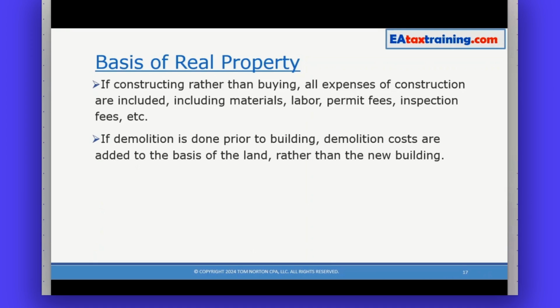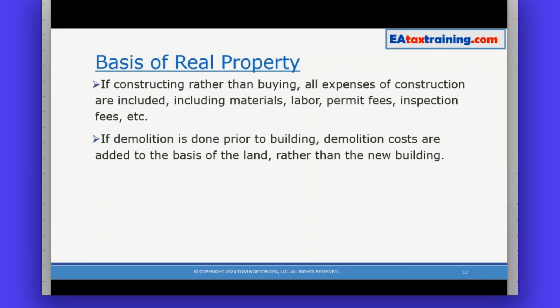If you are constructing rather than buying a building, then all the expenses of construction are included, including materials, labor, permit fees, inspection fees, etc. If demolition is done prior to building, so in other words, there's already something on the land and you're going to tear it down before you build your new building, then those demolition costs are added to the basis of the land rather than the new building.